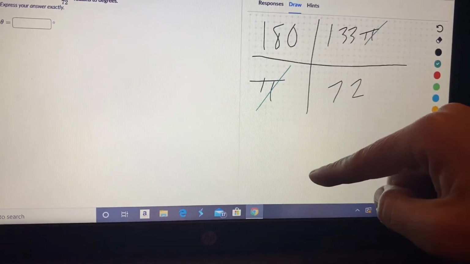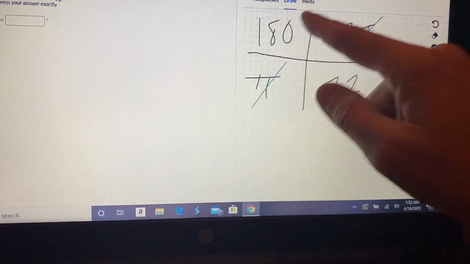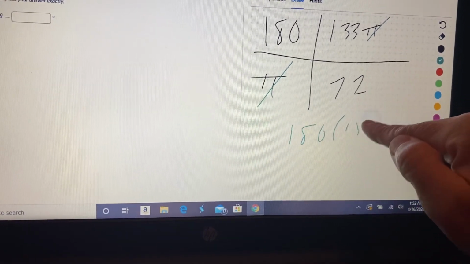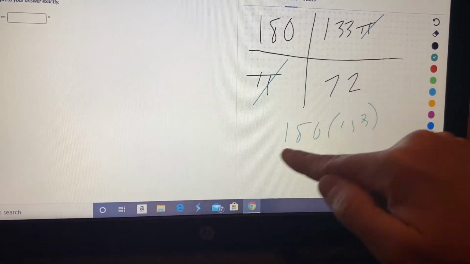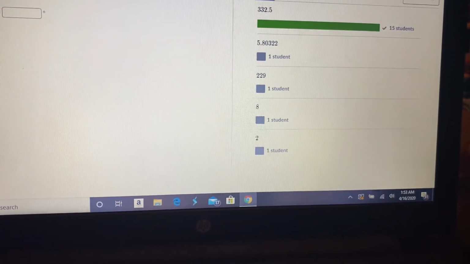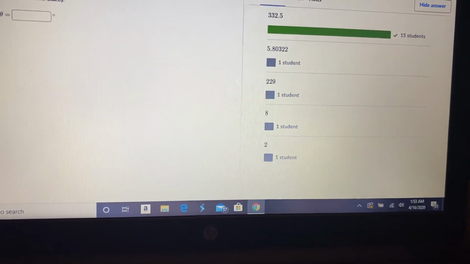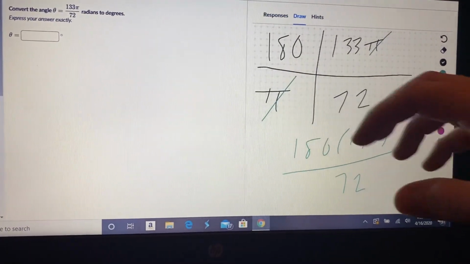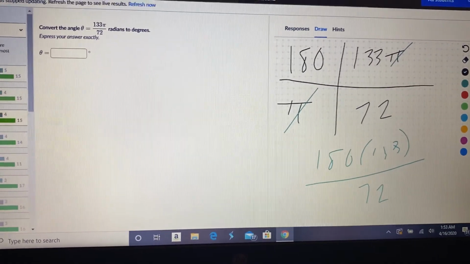And if you simplify this down, 180 times 133 pi over 72 simplifies to 332.5. This is usually going to be a whole number, or maybe a 0.5, 0.25. It'll usually be a little bit easier to write.